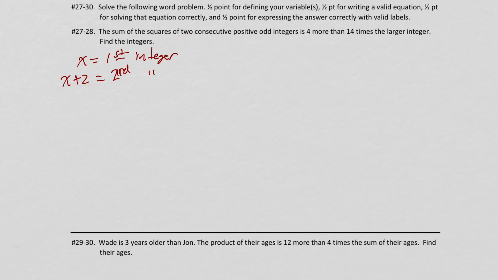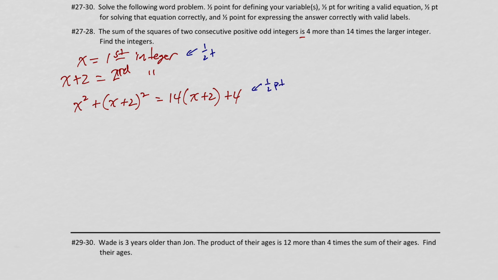Now, the sum of the squares, if I square this and square this, I have x squared plus x plus 2 squared. That's the sum of the squares, is 4 more than 14 times the larger. Well, 14 times the larger is this, and 4 more than that is this. So this is a half a point, and this is a half a point.